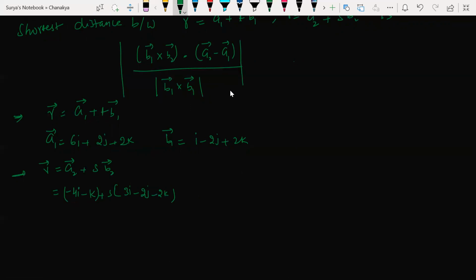Now what do I have to do here? Simply compare. Basically, we need a2 minus a1, b1 cross b2, and the magnitude of b1 cross b2. This is what we need. So for doing that, one second, let's do one thing.